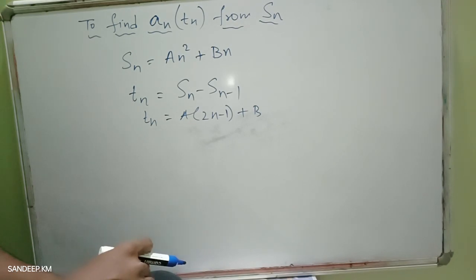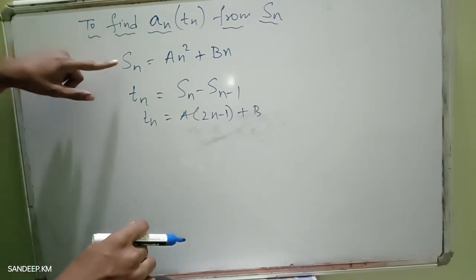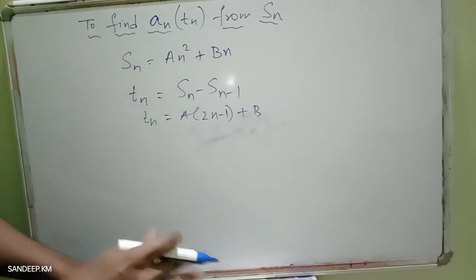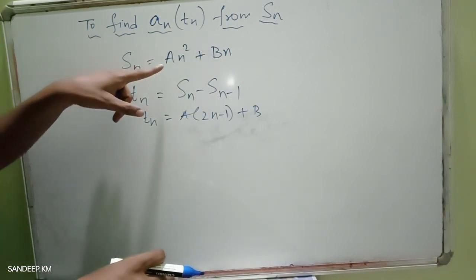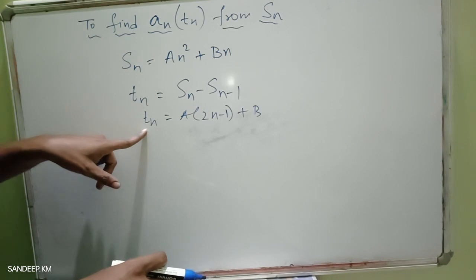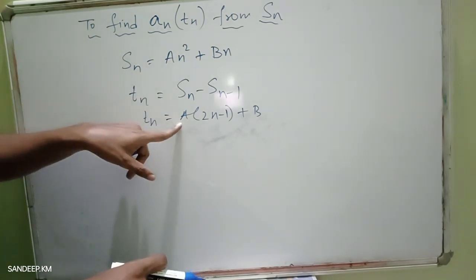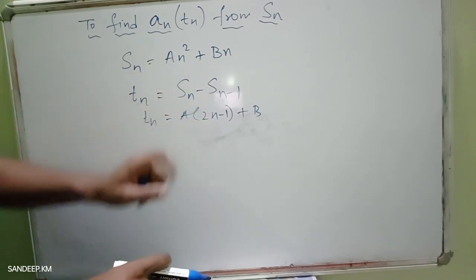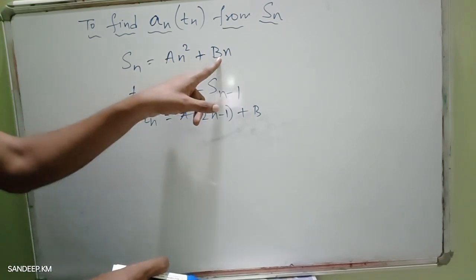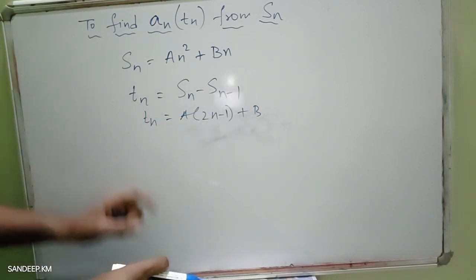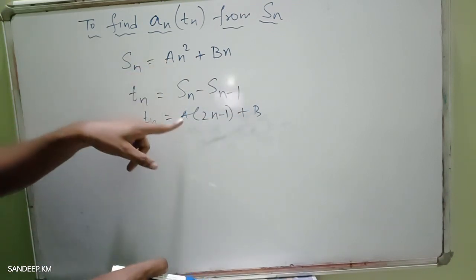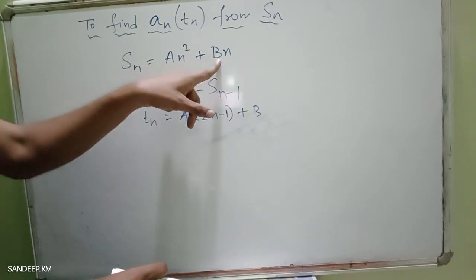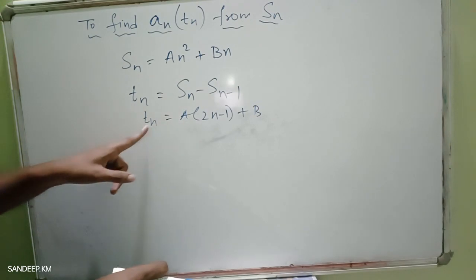So, dear students, if Sn is of the form an square plus bn, where a and b are constants, they can be real numbers, by looking at Sn we can write Tn directly. How do we write it? Take the same coefficient a and replace n square with 2n minus 1, and bn becomes b. So a stays a, n square is replaced with 2n minus 1, and bn becomes b. This gives you the nth term.